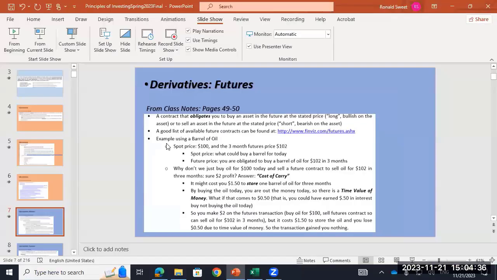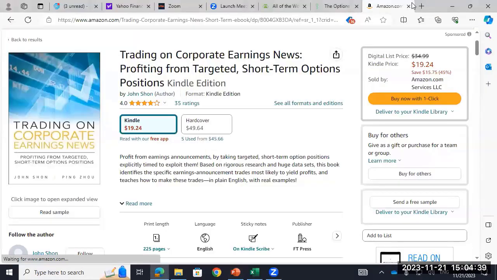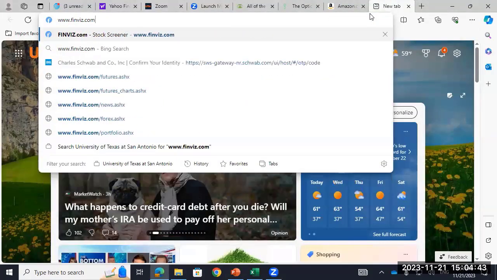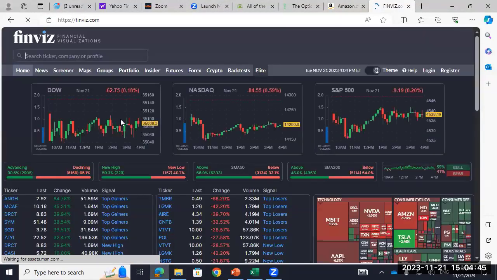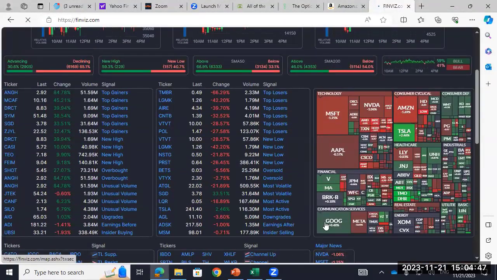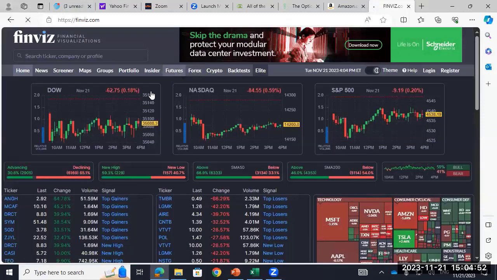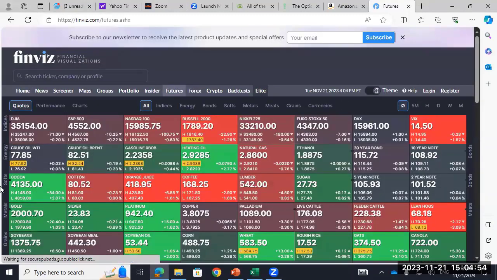FinViz does a pretty good job. So you go into FinViz. The market looks a little red today, but it's pretty flat. But they have a futures button, and they cover most of the major futures.